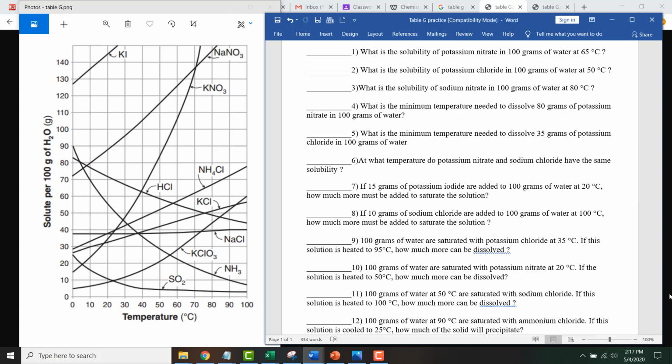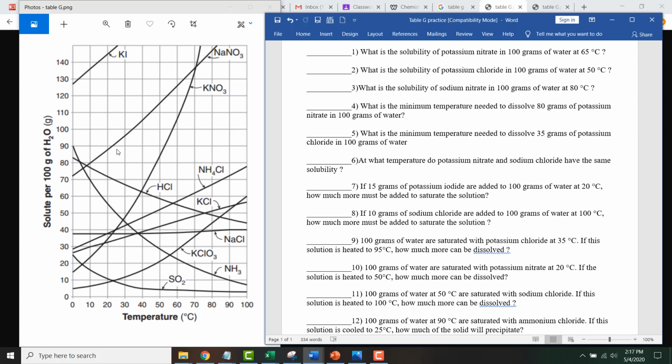And our next assignment here deals with Table G. What you need to be looking at is the actual reference table, the New York State Chemistry Reference Tables. Table G, it's on page 3. It says solubility curves at standard pressure, excuse me. And this is basically what we're looking at.